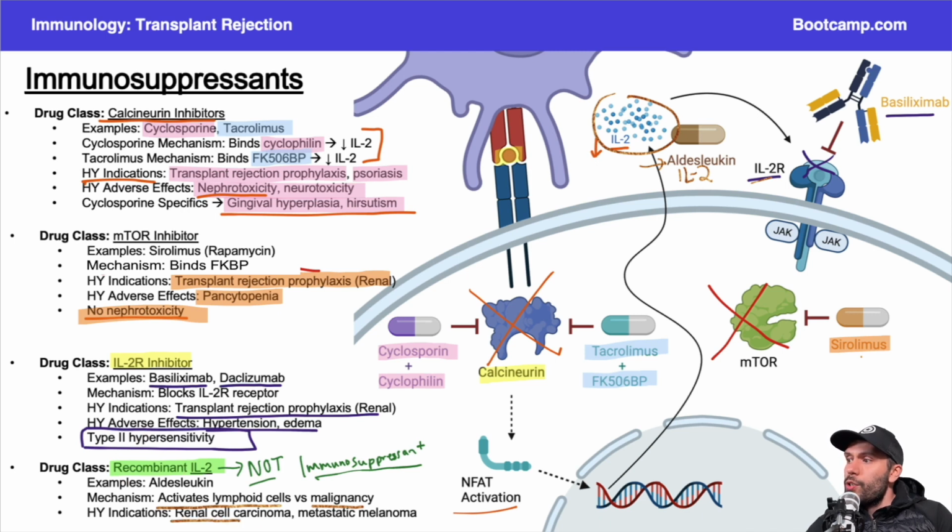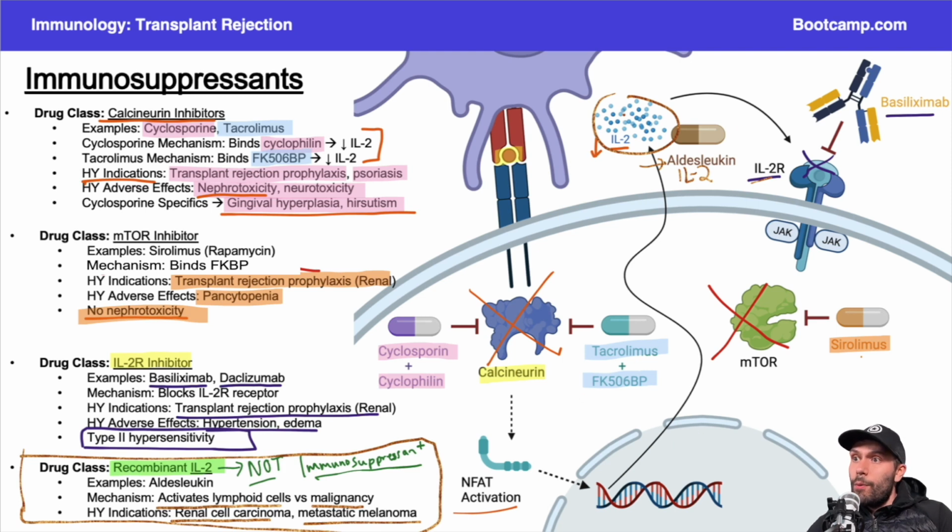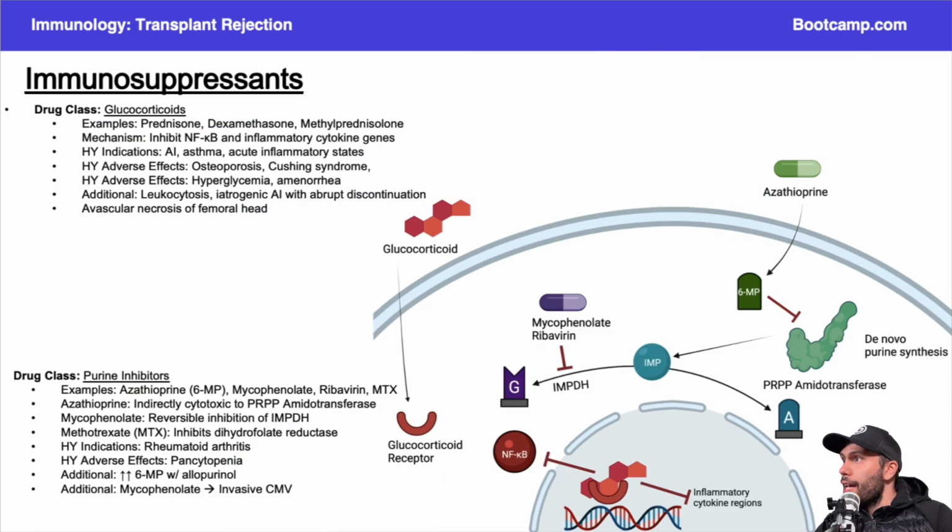This is particularly useful in renal cell carcinoma and metastatic melanoma. Distinguish this in the sense that this is not an immunosuppressant, but it does come up in these conversations where you have to kind of go through this mechanism because it's right in the middle of this mechanism that we're talking about. Now, the second category of immunosuppressants are going to be the glucocorticoids and the purine inhibitors. Again, this is in my mind how I'm organizing these pathways. Let's start with glucocorticoids because I think we've talked about this quite a bit already.